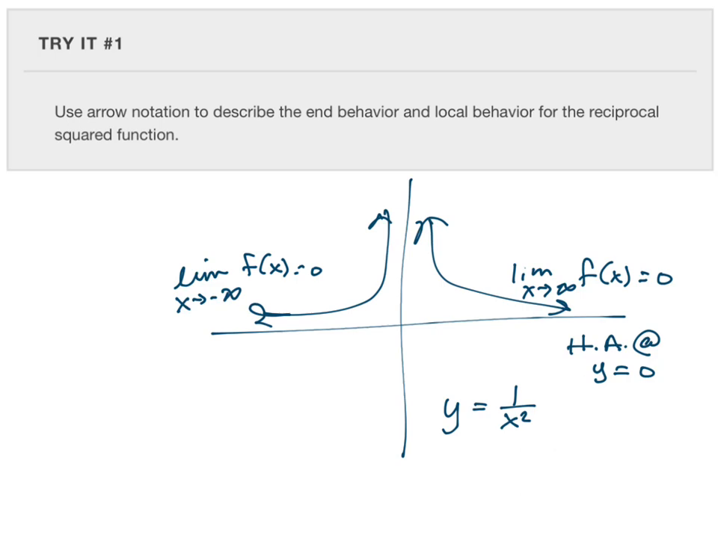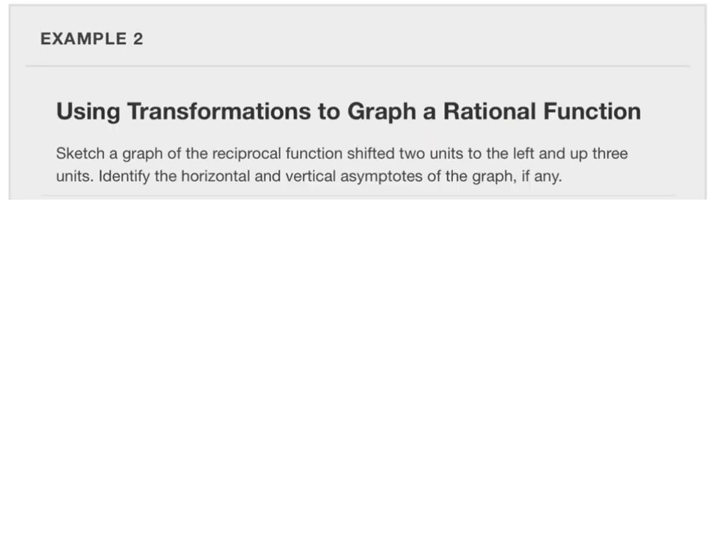Good? If I did the limit as x approaches 0 from the left of f of x, what do I get? Positive infinity. The limit as x approaches 0 from the right, also positive infinity. So I have a vertical asymptote at x equals 0. Good? Okay. If you need that one again later, go back and slow it down.